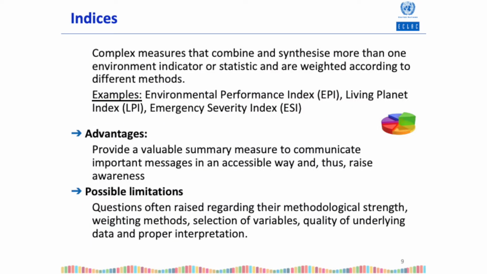Another special case of indicator is indices, which are defined as a measure composed of several variables. It is more complex because it combines and synthesizes more than one indicator or statistic, weighted within a single index. There are examples from several agencies and research institutes in the area of environmental indicators, such as the Living Planet Index, the Environmental Sustainability Index, and the Environmental Performance Index, and all of them have advantages and disadvantages, like all indices.